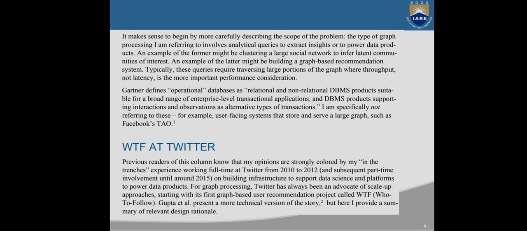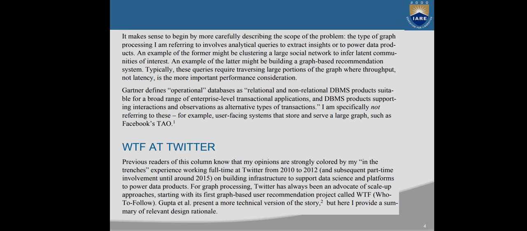Gartner defines operational databases as relational and non-relational DBMS products suitable for a broad range of enterprise level transaction applications, and DBMS products supporting interaction and observation as an alternative type of transaction. I am specifically not referring to these, for example, user facing systems that store and serve a large graph, such as Facebook TAO or WTF at Twitter.